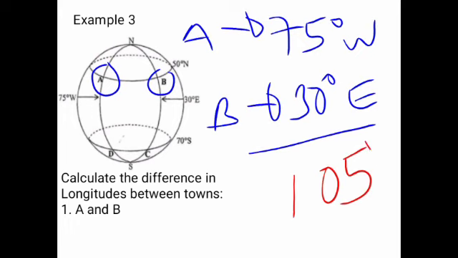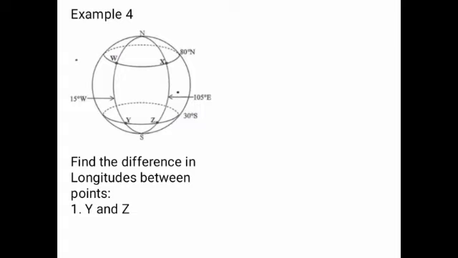Okay, let's go to the last example. Find the difference in longitude between points Y and Z. First of all, we have to do the same thing, identify the longitudes on which they are lying. So Y is right here. It's lying on longitude 15 degrees. So Y is at 15 degrees west.